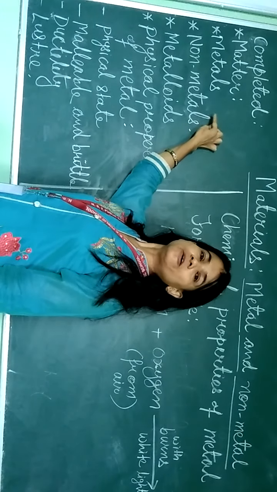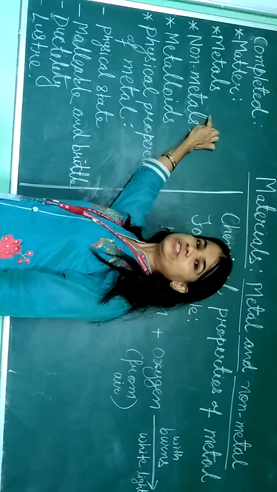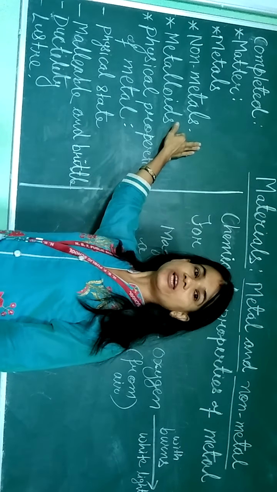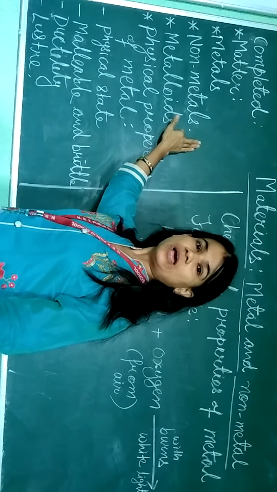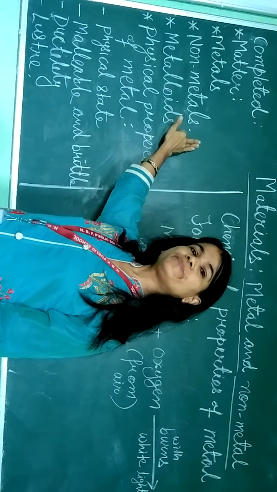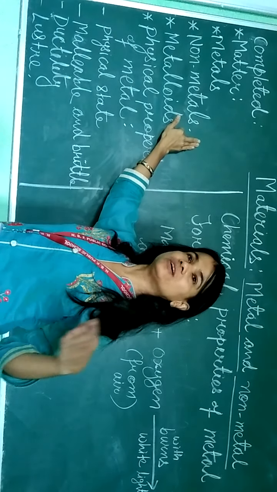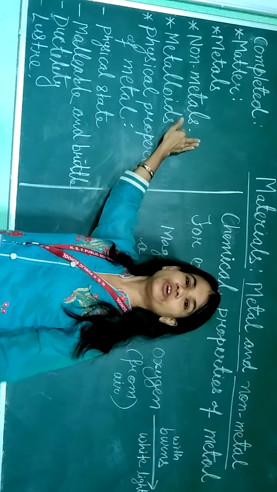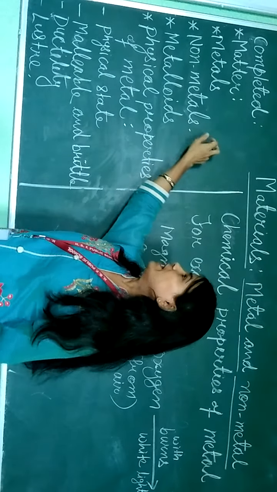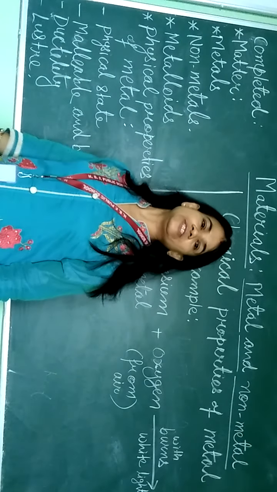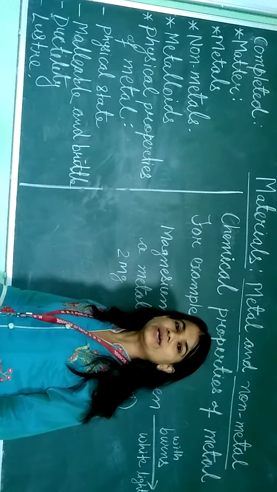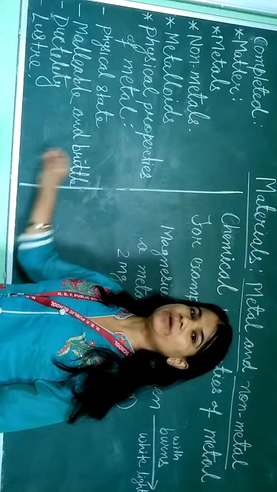So, the best definition of metals: substances which are electropositive in nature, meaning a substance which has the tendency to lose electrons. You will understand this in the 9th class, but for now understand this: a substance which has the quality to give electrons to others is known as a metal. This is the best definition of metals.